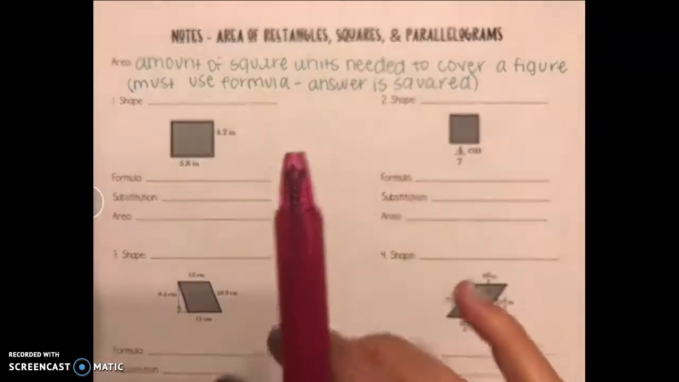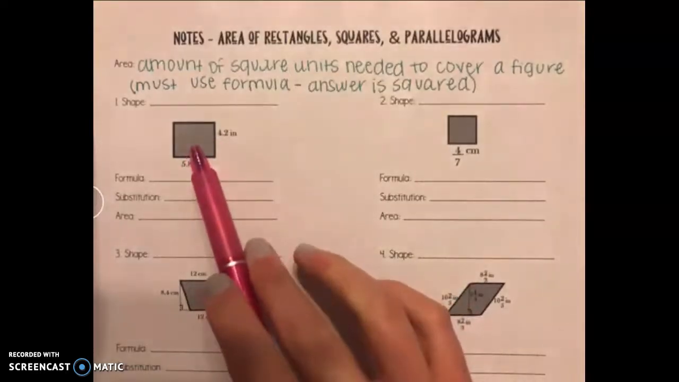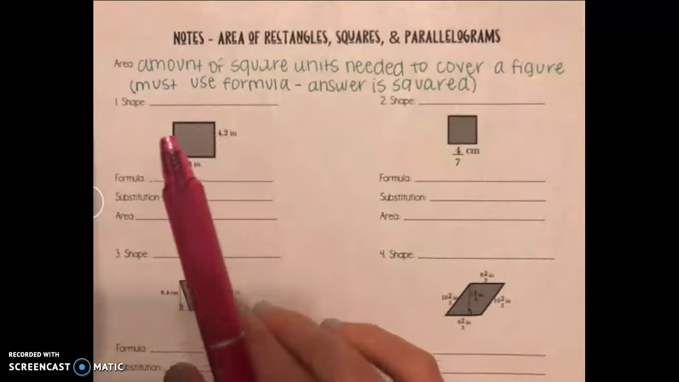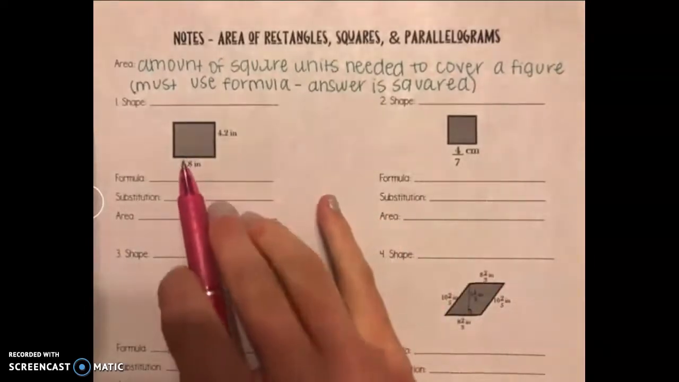A way to remember that your answer will always be squared is that these are two-dimensional shapes, so it should have a 2 at the end. So let's first go ahead and talk about the shape of number 1.